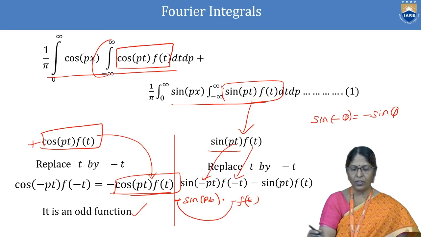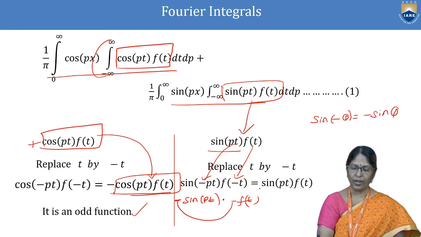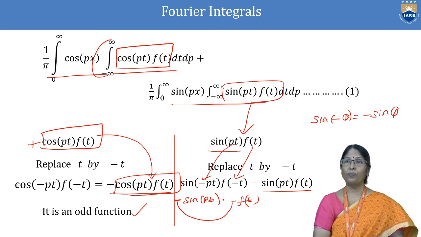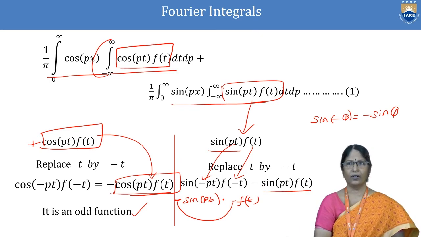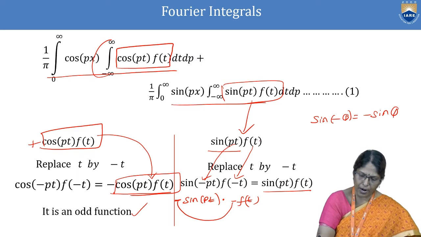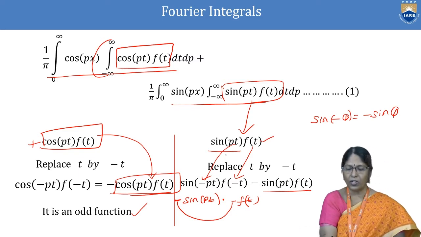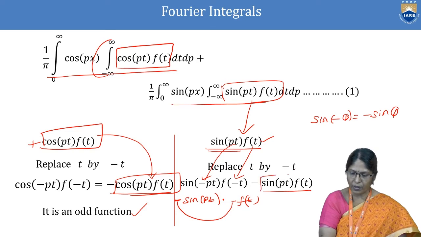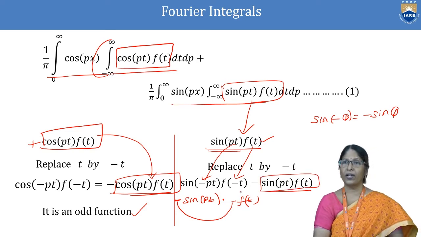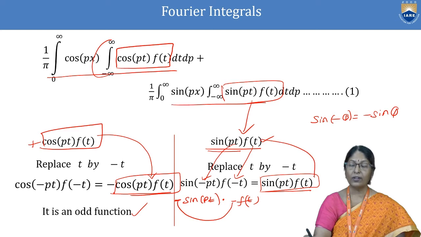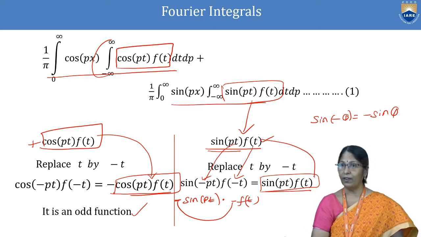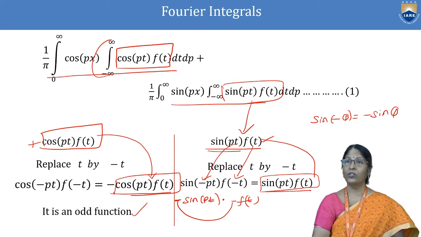Minus into minus, we are getting plus. That's the reason here sine of pt f of t is written, and we are comparing with the given function. After replacing, we are checking the final function, and both are the same. Then we can declare the function is even.